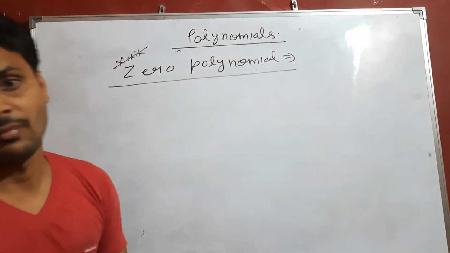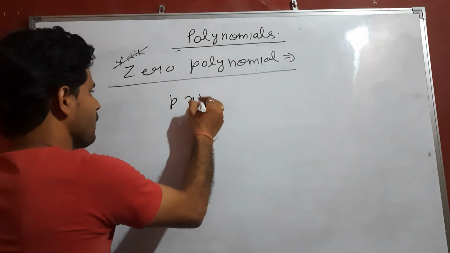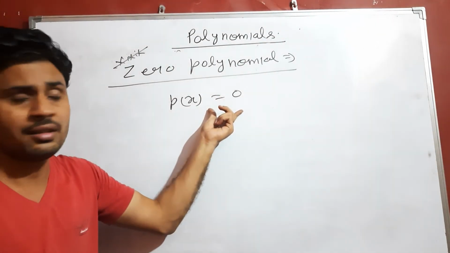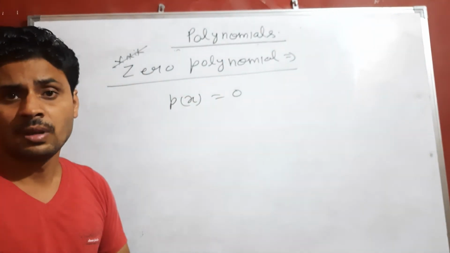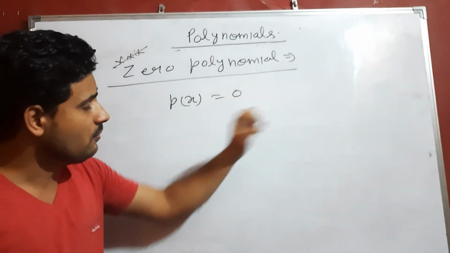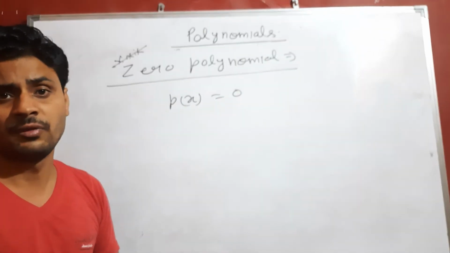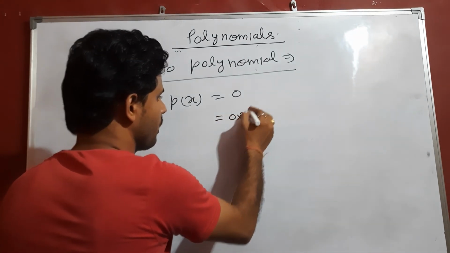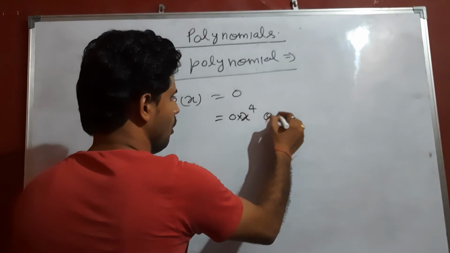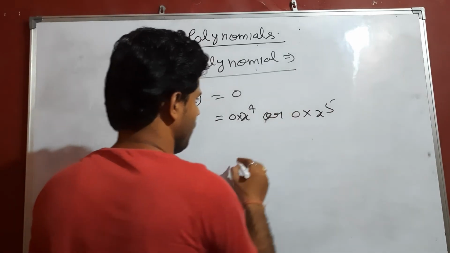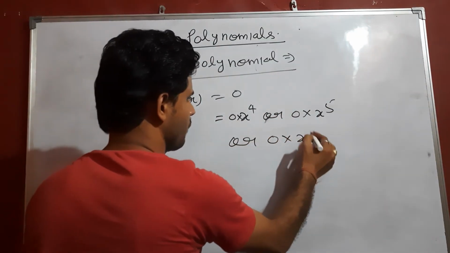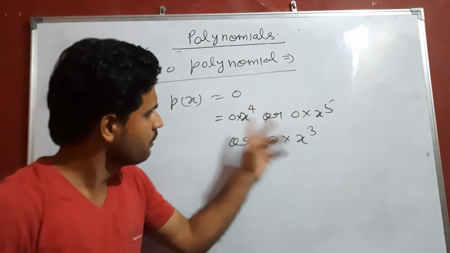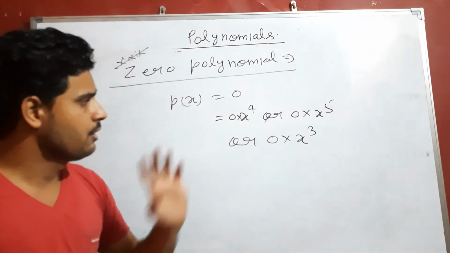Zero polynomial. Actually, P(x) equals zero. This also satisfies all the conditions. That's why this is a polynomial. But this polynomial is actually a special type. Why? Zero can be written as 0 into x power 4 or 0 into x power 5 or 0 into x. Means every exponent of x satisfies this equation.